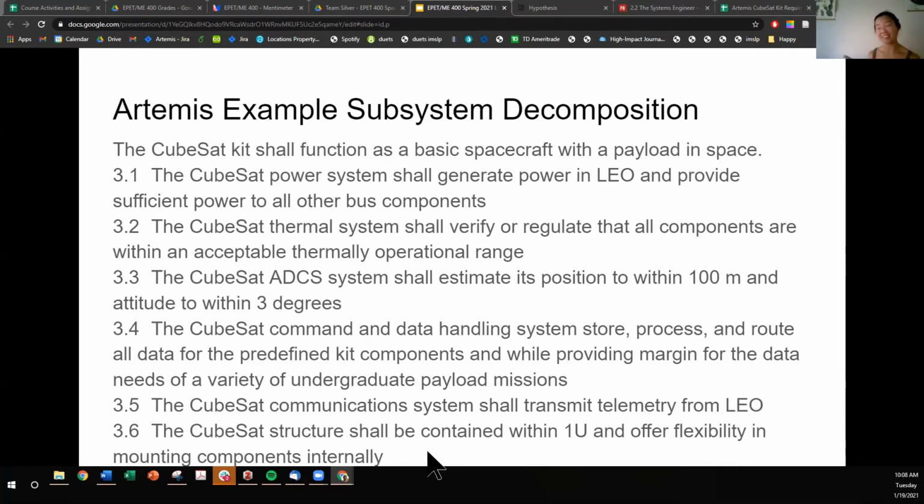So note here that there is no requirement for commanding. And the CubeSat structure shall be contained within 1U and offer flexibility in mounting components internally.